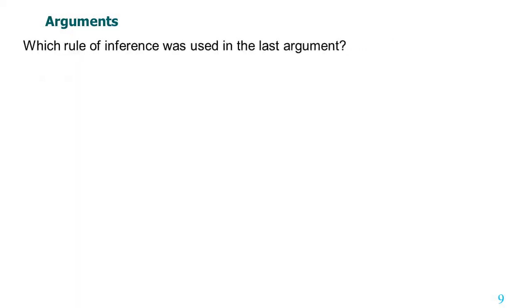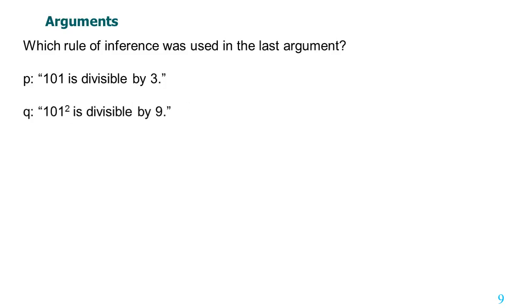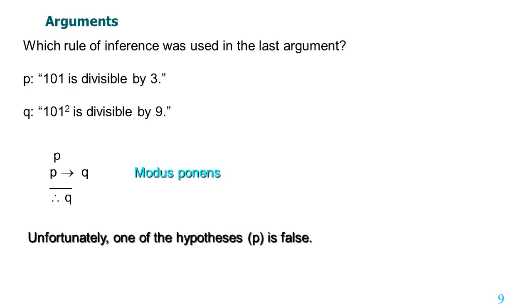Which rule of inference was used in the last argument? 101 is divisible by 3, so 101 squared is divisible by 9: P, and P implies Q, therefore Q is valid, Q is the conclusion. This is known as modus ponens. If this type of rule is used, it is popularly known as modus ponens. Unfortunately, one of the hypotheses, P, is false. Therefore, the conclusion Q is incorrect.